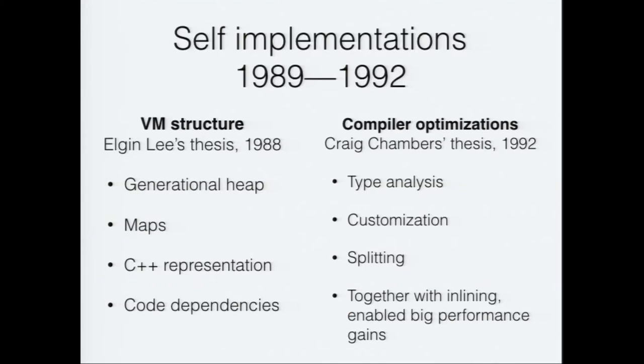came from Self over this period, and I'll give you a little bit of a roadmap to them. The very first implementations were done at Stanford. There are two early theses on the system, which are a good read. Elgin Lee's master's thesis in 1988, which describes a lot of the VM memory structure and implementation, the idea of a generational heap implemented in C++.